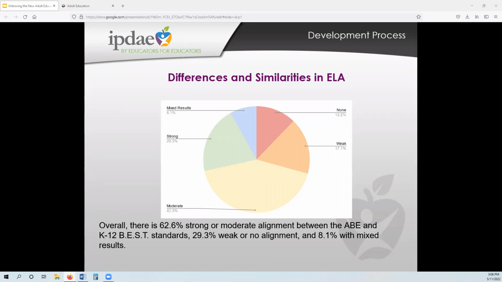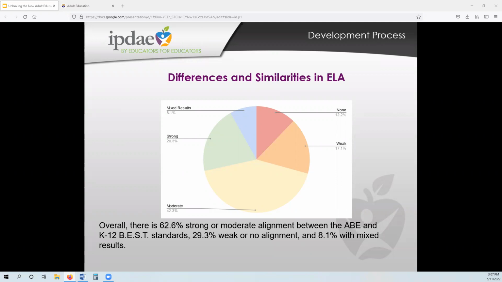When we talk about substantive differences, what we mean is less about terminology and more about what would actually have an impact on instruction and assessment. So in ELA, what you can see here is that overall, there was 62.6% strong or moderate alignment between the existing ABE standards and the K-12 BEST standards. So what does that mean? Ultimately, that means that just under 63% of the content and skills between the two standards frameworks overlaps.